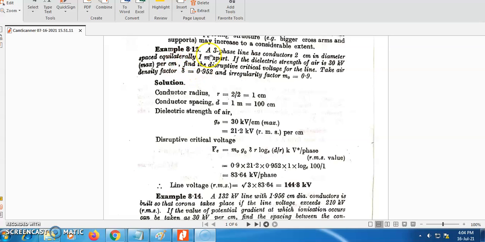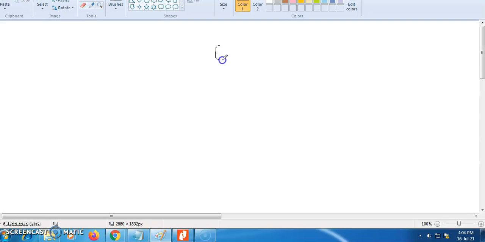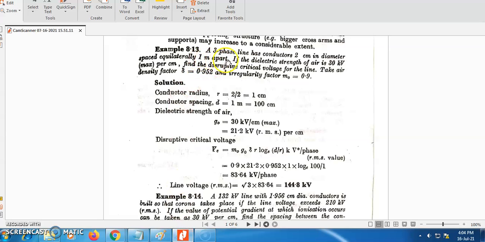The question is: a three-phase line has conductors 2 cm in diameter spaced equilaterally 1 meter apart. To understand this first line, you need to imagine a picture like this: three conductors with 2 cm diameter, and the distances between these three are equal, which you may consider as d, and here d is equal to 1 meter.